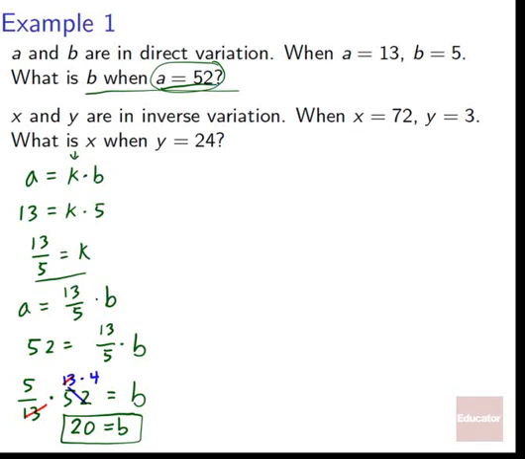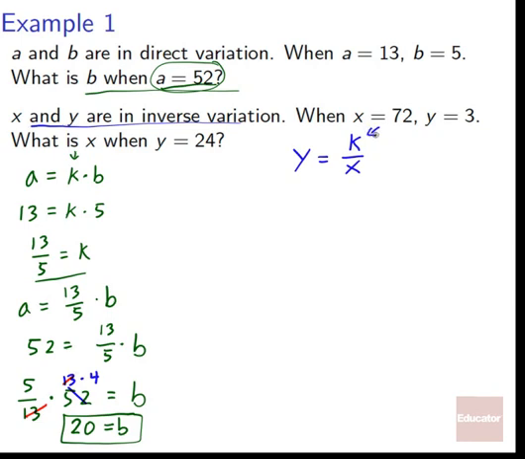Great. Next one, X and Y are in inverse variation. If they're in inverse variation, we've got Y equals K over X. We could also do it as X equals K over Y. They'll have the same effect. We'll wind up having different Ks, but the important part is we've got this setup of the inverse like this. When X equals 72, Y equals 3. So when X is 72, Y equals 3.